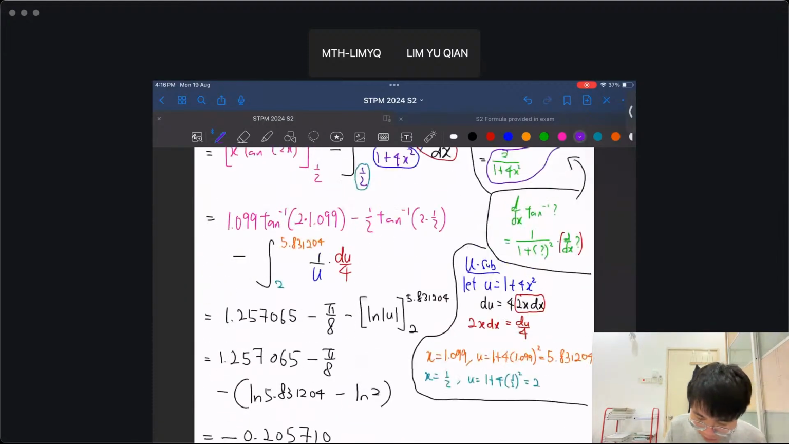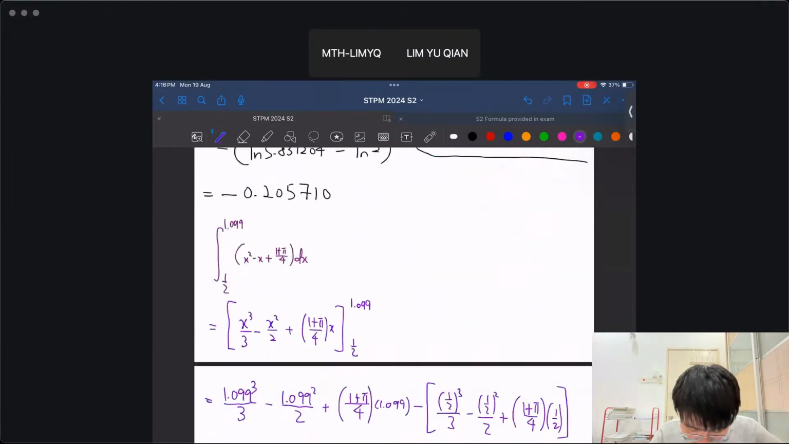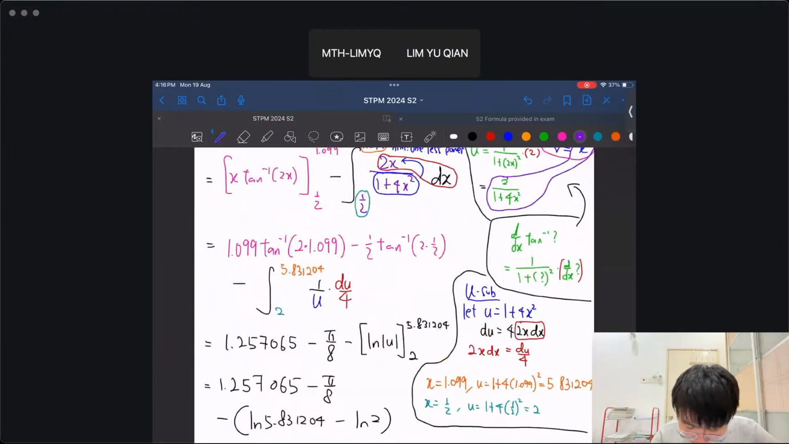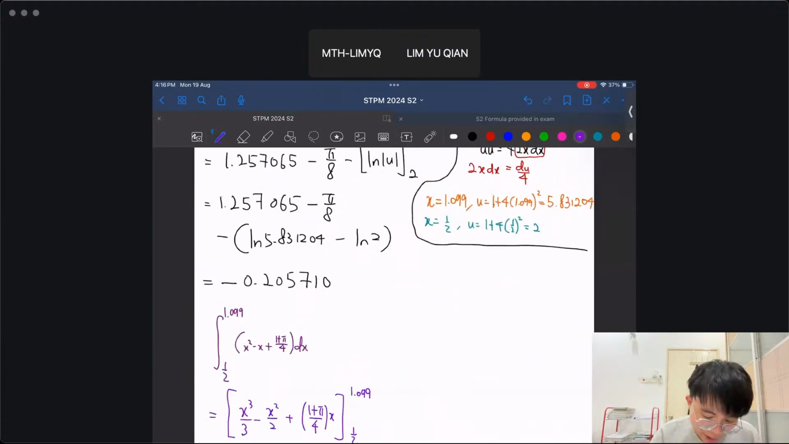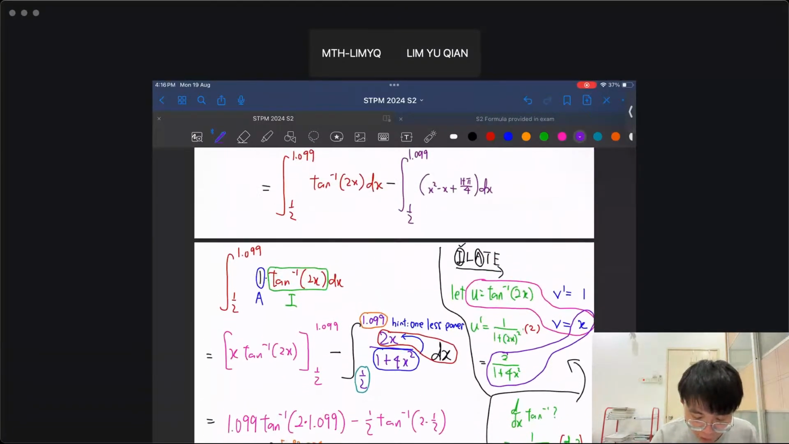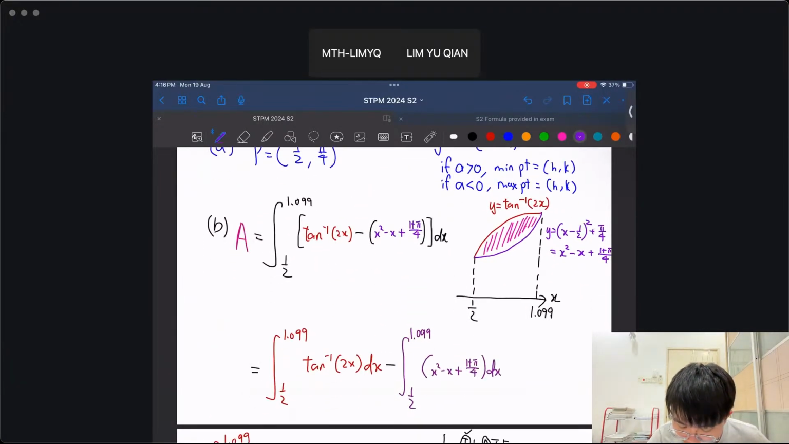I'm sure that we have made some mistake, but never mind. It can't be a negative value minus with this one, and somehow give a negative value. Okay, let's check where did we go wrong. Yeah, let's check one by one.